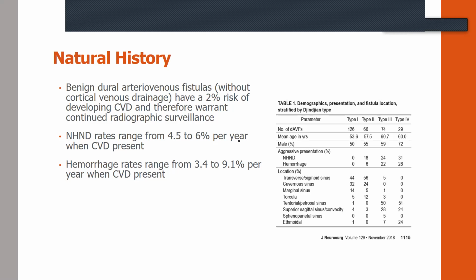NHND is non-hemorrhagic neurologic deficit. When someone has cortical venous drainage, the incidence of that happening is up to 6% per year. And hemorrhage rates as a result of this venous congestion can be up to 9.1% per year. And to put that into context, that's orders of magnitude more risky than a diagnosis of an AVM or a cerebral aneurysm. For an AVM, the rupture rate is typically 2 to 4%, and for a cerebral aneurysm, it's about 1 to 2% per year. This is at least 5 times more risky than those types of pathologies.